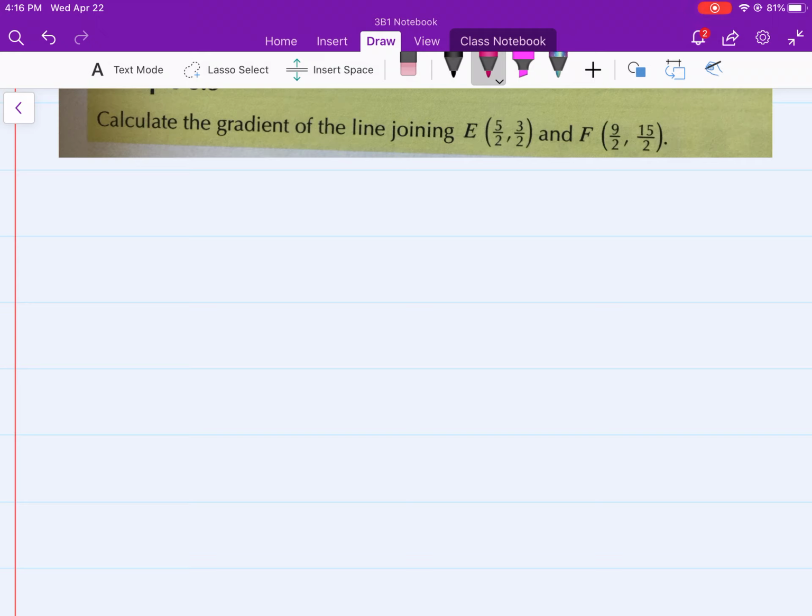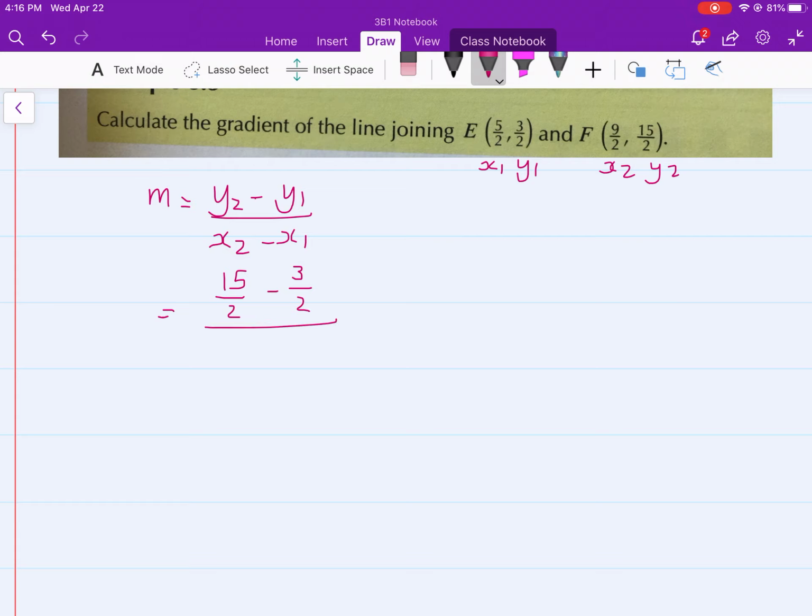So first of all, I'm going to label this as x1, y1 and x2, y2. So the gradient formula is y2 minus y1 divided by x2 minus x1. So if I sub in the points in my fraction for gradient, that is going to give us 15 over 2 minus y1, which is 3 over 2, and that is divided by x2, which is 9 over 2, minus x1, which is 5 over 2.